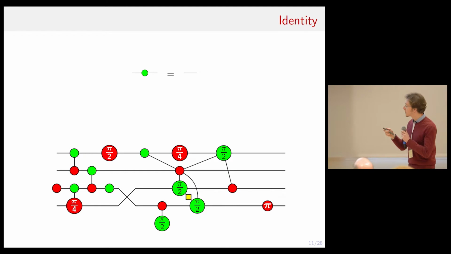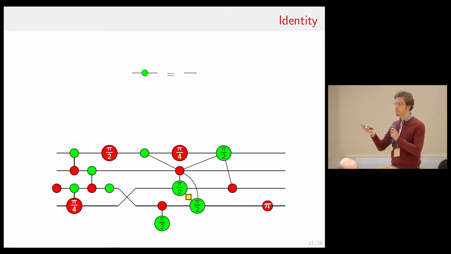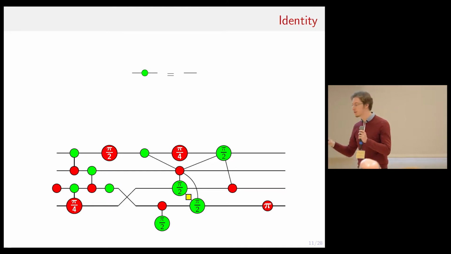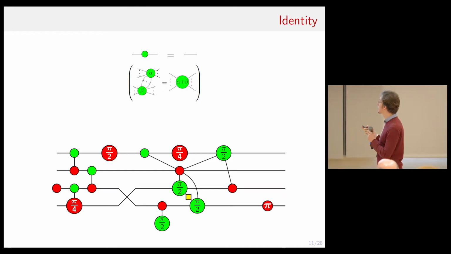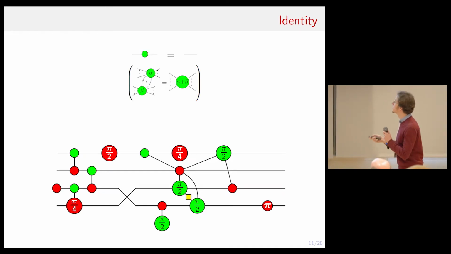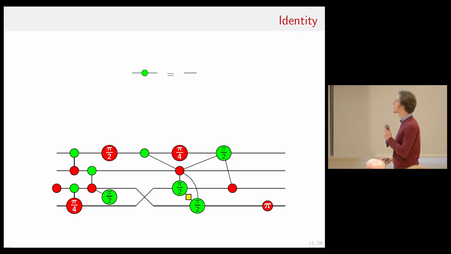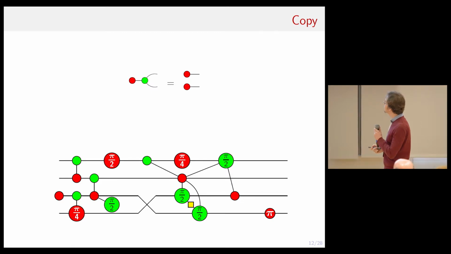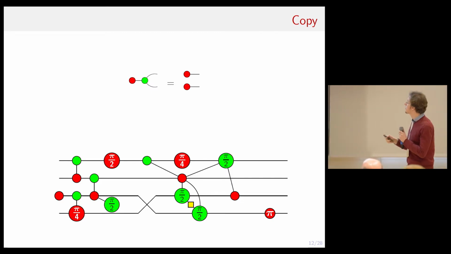So since it represents a rotation, it represents a rotation of angle 0, so it's the identity. I can get rid of this. And finally, again, use the spider rule. It's a very important rule. Okay, I'm going to go quickly for the rest.